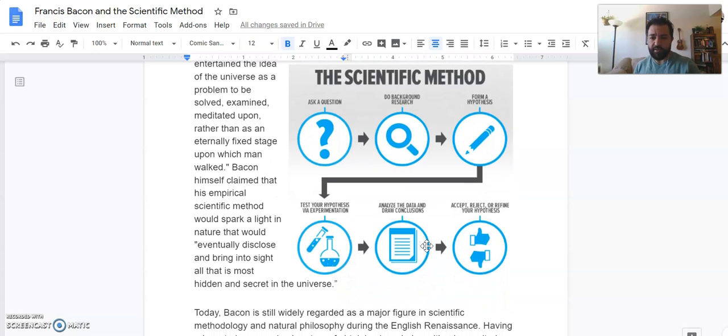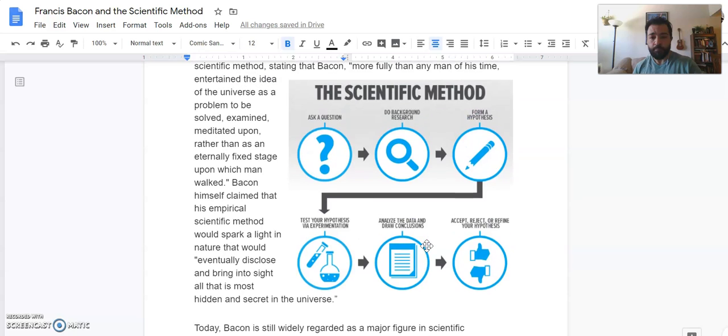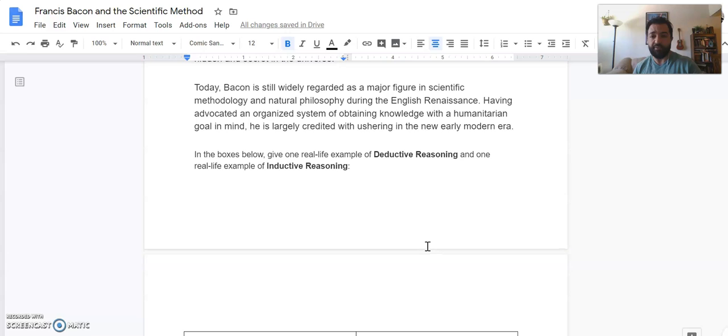Bacon himself claimed that his empirical scientific method would spark a light in nature that would eventually disclose and bring into sight all that is most hidden and secret in the universe. Today, Bacon is still widely regarded as a major figure in scientific methodology and natural philosophy during the English Renaissance. Having advocated an organized system of obtaining knowledge with a humanitarian goal in mind, he is largely credited with ushering in the new early modern era.